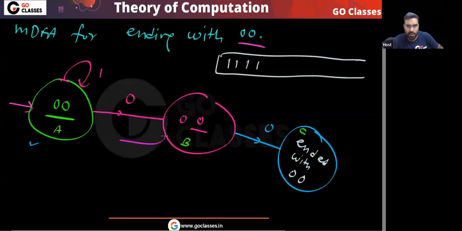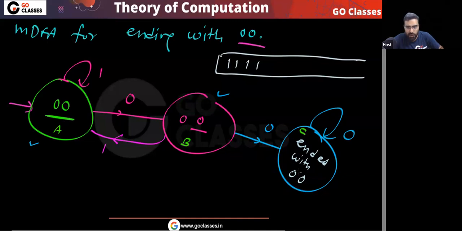I can say that I will go to this state, and again I will wait for 0, 0. Now this state is over, this state is done. In this state, I am thinking that I have ended with 0, 0. If another 0 comes, no problem, still I am ending with 0, 0.